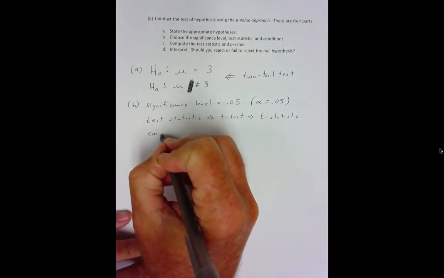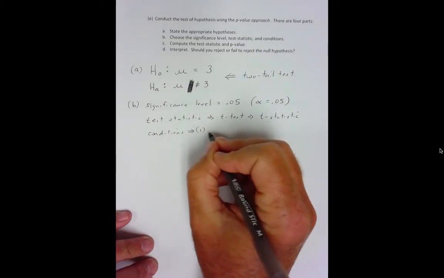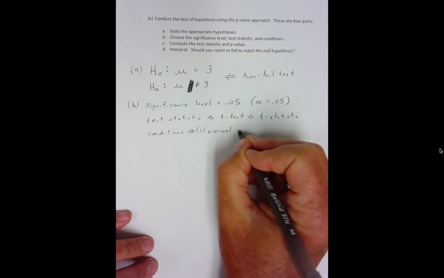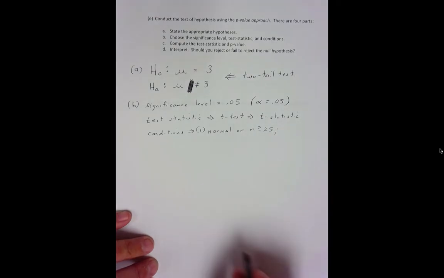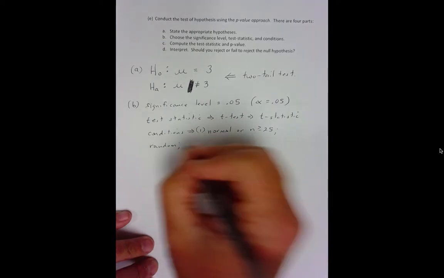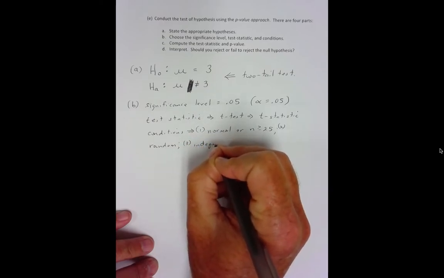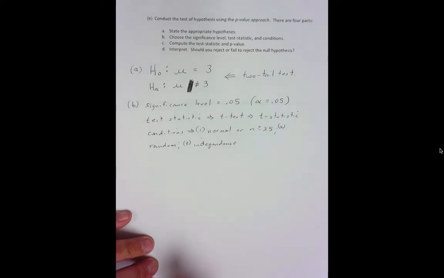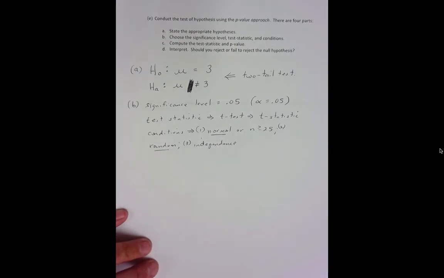Conditions. What were the conditions? Normal or n greater than or equal to 25. Random. That's the second condition. And 3, independence. This is true. The way the problem is laid out, we have randomly selected 10 subjects, and we're going to assume that we have independence.